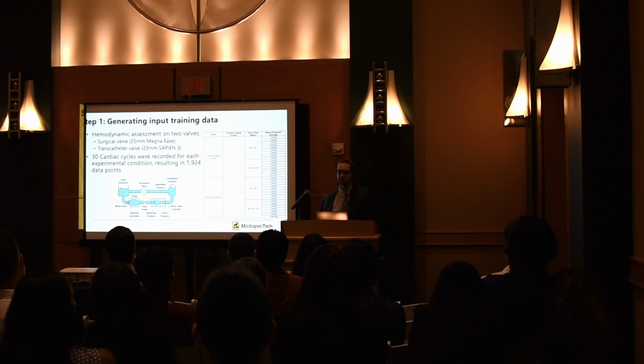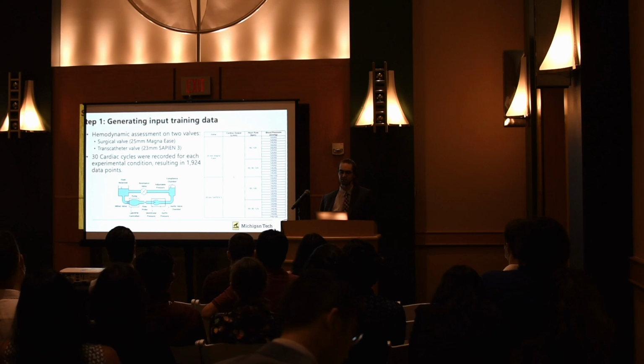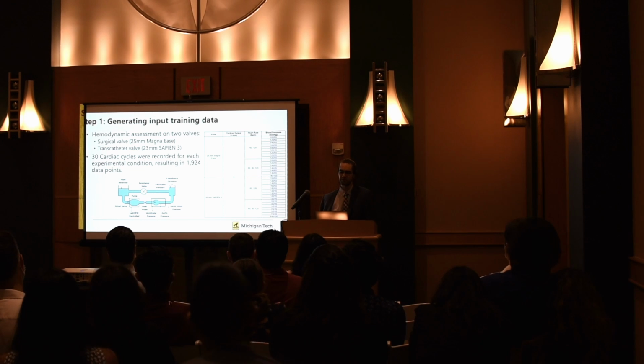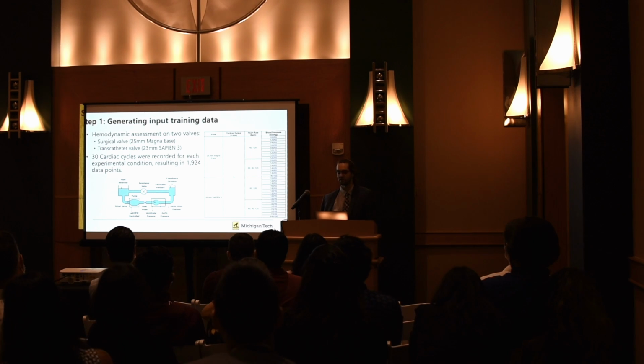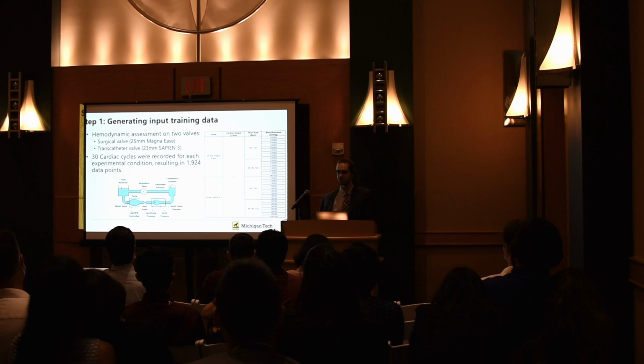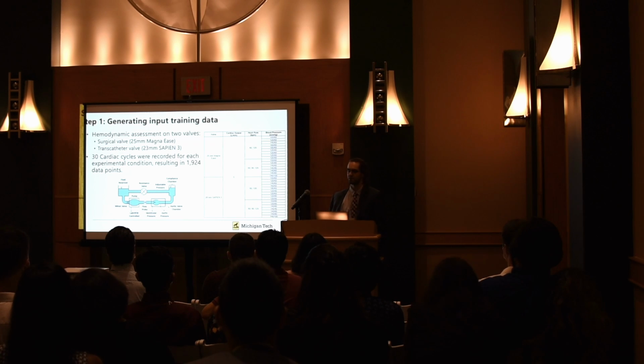Okay, so step one was generating our input training data. To do this, we hemodynamically assessed a surgical 25mm Magna Ease valve, which also has an internal diameter of 22 millimeters, as well as a 23mm SAPIEN 3 transcatheter valve. This was done using a pulse duplicating left heart flow simulator. And so we had different experimental conditions that we used. You can see them on the table on the right.